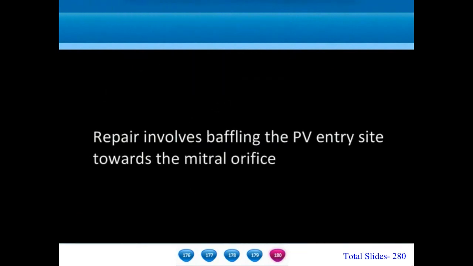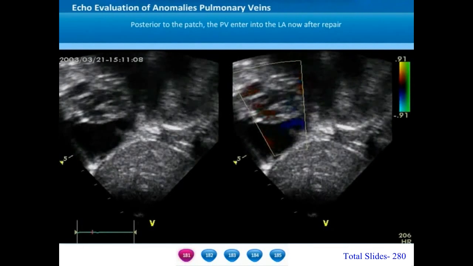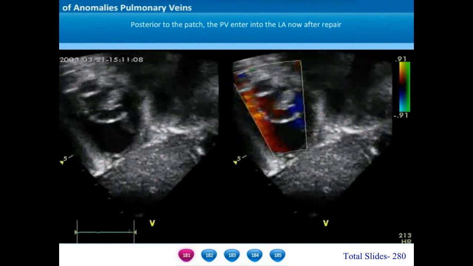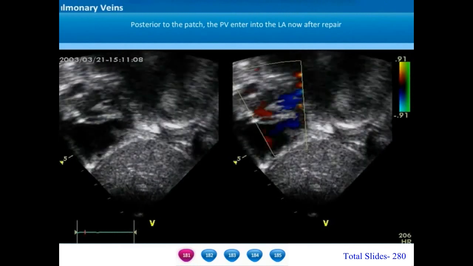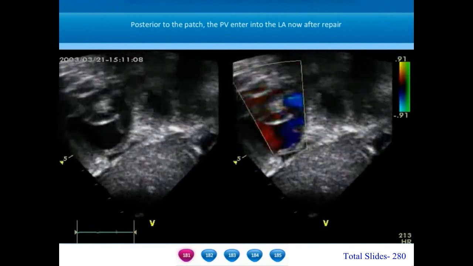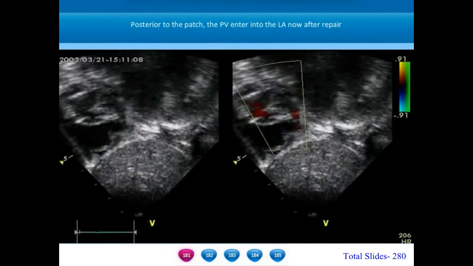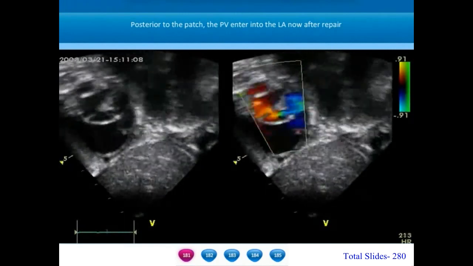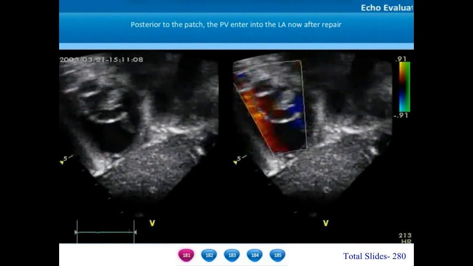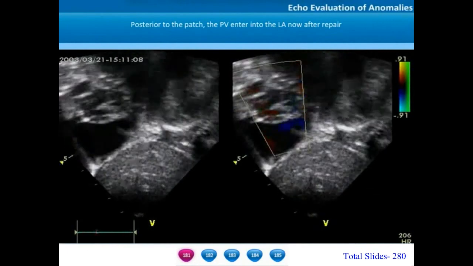Surgical repair of this type of TAPVC will involve an atrial septal baffling, thereby rerouting the pulmonary veins towards the left atrium and the mitral valve orifice. This echocardiogram shows the subxiphoid short axis view after such a surgical repair. We are able to see the thin echogenic pericardial patch directing all the pulmonary venous blood towards the left atrium posteriorly.